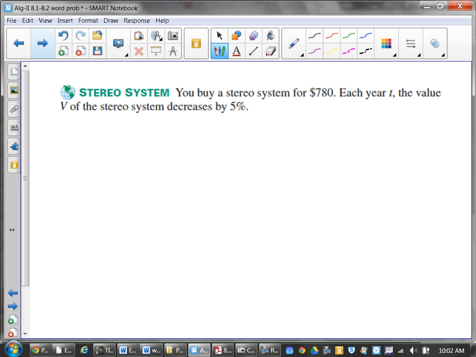All right, do this one. You're buying a stereo system because that's what people do. They go and buy systems, man. Look at these awesome speakers. Your stereo system, you bought it for $780.